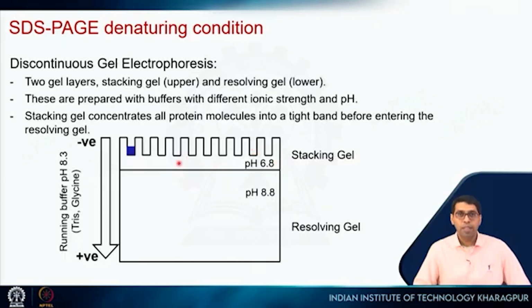So this is how your gel looks, right? So what we are going to do is use SDS-PAGE electrophoresis, right? PAGE is polyacrylamide gel electrophoresis, and SDS is the molecule that we are going to add. It will denature your protein, and it will also give a uniformly negative charge to your protein.